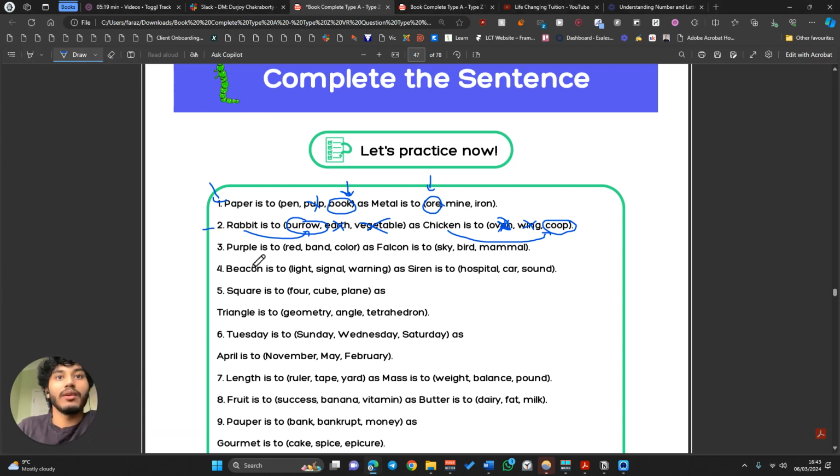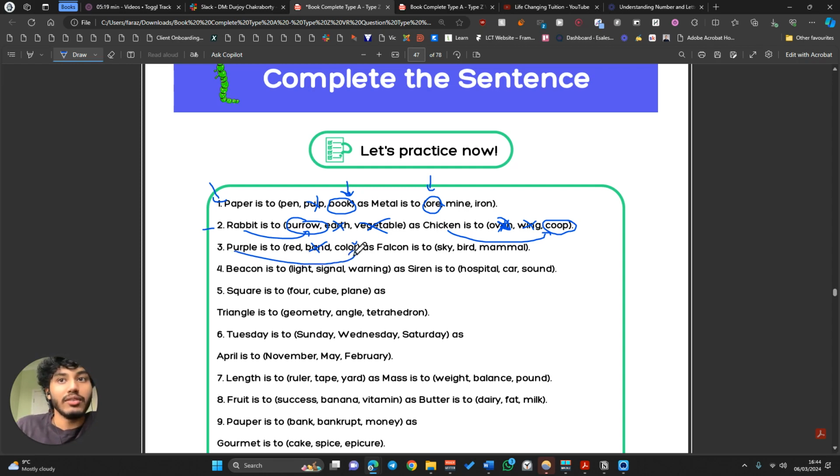Let's go to question 3. Purple is to something as falcon is to something. So I see a few here. Purple band, I'm not sure. I don't see any relationship with purple and band. I know purple is a colour, and purple and red is also another colour. So let's have a look. That should have a U, to be fair. But okay, as falcon is to something.